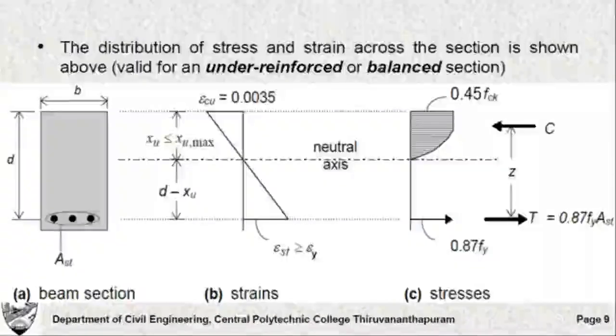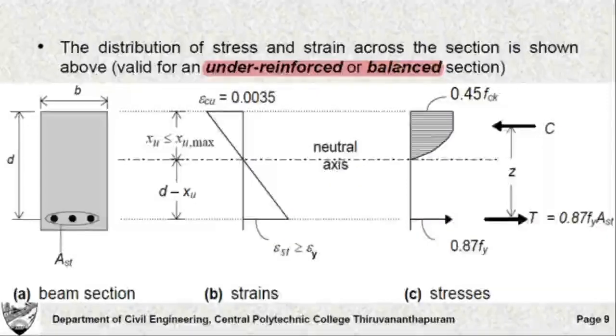Now before we go further into the analysis, we must thoroughly understand the limit state of collapse in flexure, for which we are considering the beam cross section and the strain distribution of this reinforced concrete beam at limit state of collapse, and also the stress distribution of this concrete beam at the limit state of collapse. For all this analysis, we are considering only under reinforced or balanced section.